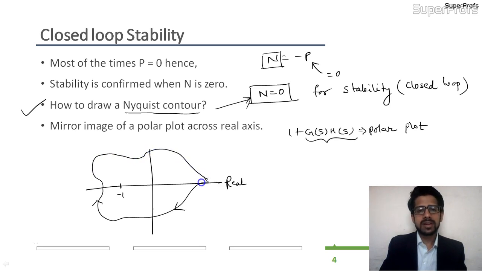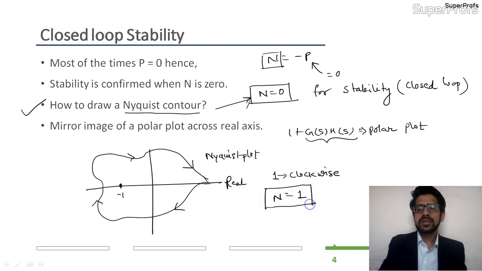Sorry for my drawing, but this is how something will be the mirror image of the polar plot, and this will be my Nyquist plot. We will check if this particular contour encloses -1 and for how many times clockwise. So this particular contour encloses the -1 point once clockwise. That means n is equal to 1 in this particular example case.